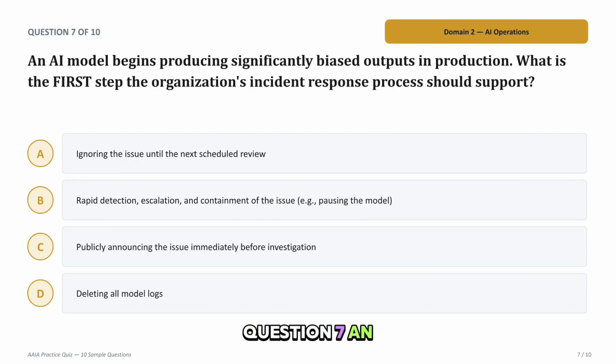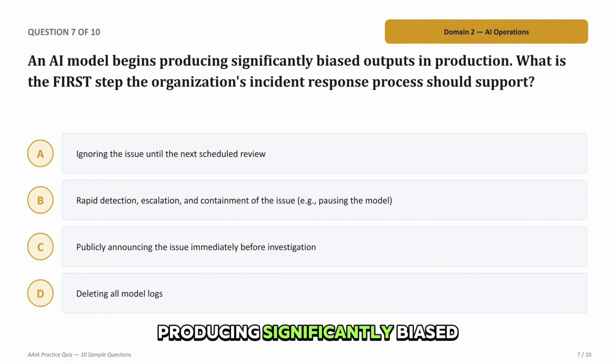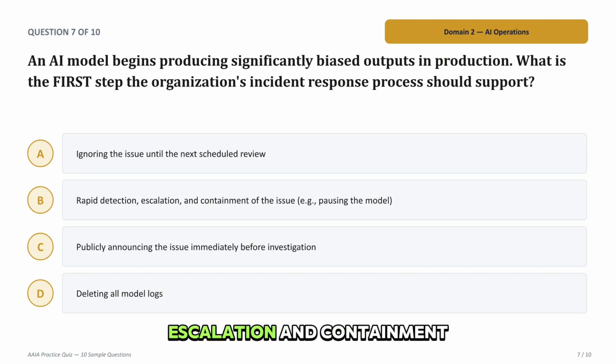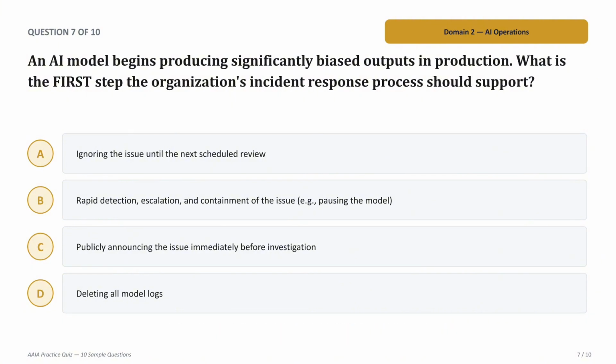Question 7. An AI model begins producing significantly biased outputs in production. What is the first step the organization's incident response process should support? A. Ignoring the issue until the next scheduled review. B. Rapid detection, escalation, and containment of the issue. C. Publicly announcing the issue immediately before investigation. D. Deleting all model logs.